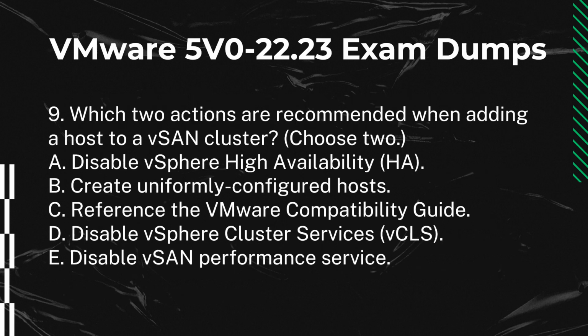9. Which 2 actions are recommended when adding a host to a vSAN cluster? Choose 2. A. Disable vSphere High Availability (HA). B. Create uniformly configured hosts. C. Reference the VMware Compatibility Guide. D. Disable vSphere Cluster Services (vCLS). E. Disable vSAN Performance Service.